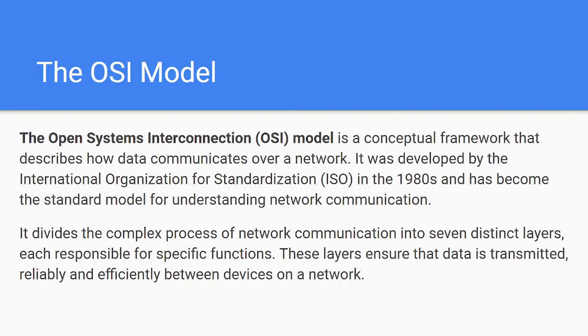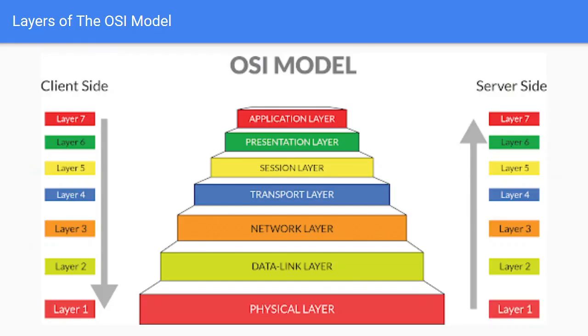So once again, this is a theoretical framework. It just gives you an understanding of how networks work. It divides the complex process of network communication into 7 distinct layers. Each layer is responsible for a specific function, and these layers ensure that data is transmitted reliably and efficiently between devices on a network. So let's get to it.